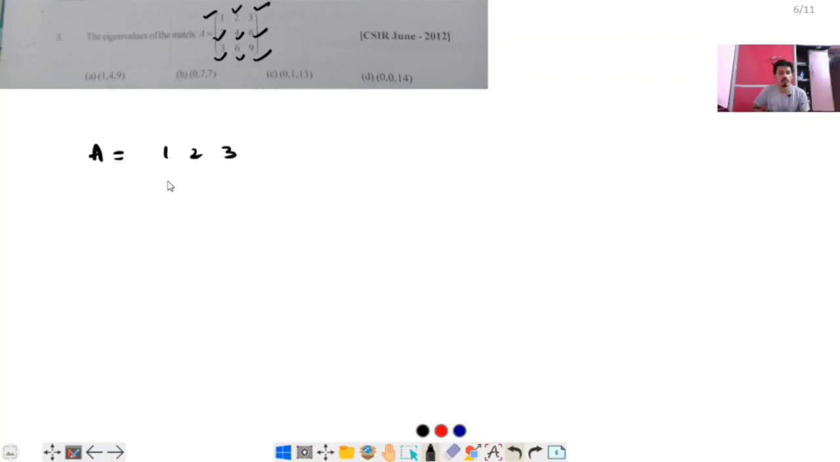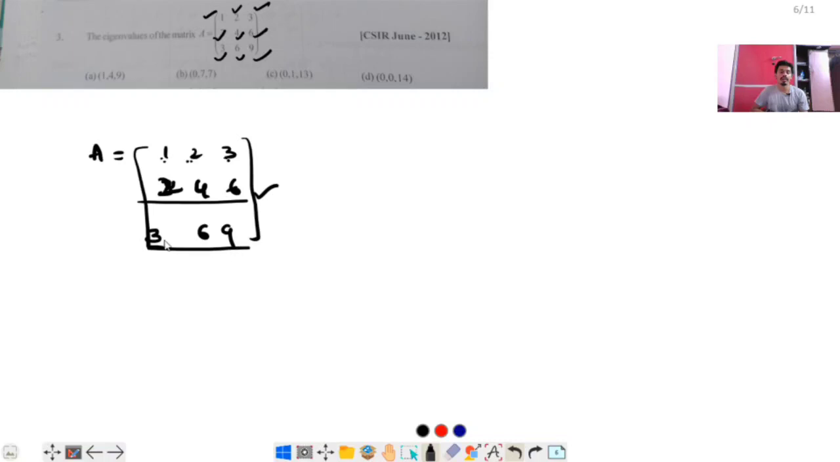1, 2, 3, 2, 4, 6, 3, 6, 9. This is the matrix. Now you will divide the second row by 2. You will get 1, 2, 3. Now you will divide the third row by 3. You will get 1, 2, 3.